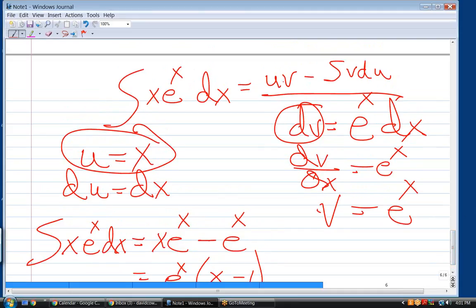In other words, you need to know what u is, you need to know what v is, and you don't get v until you integrate that. And then you need to be able to take this integral right there. So you need to know what du is.